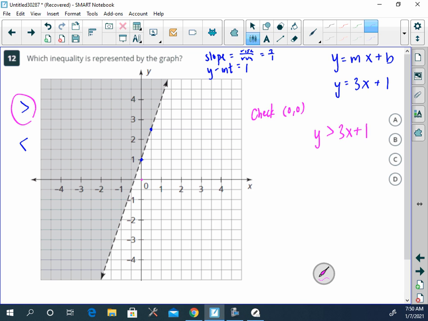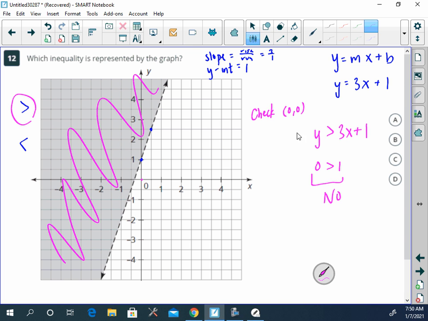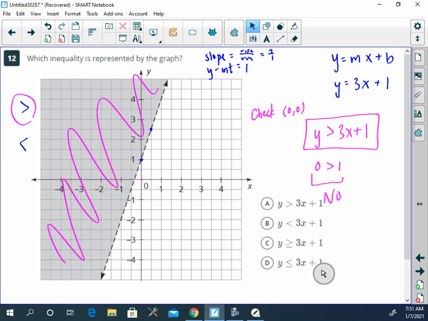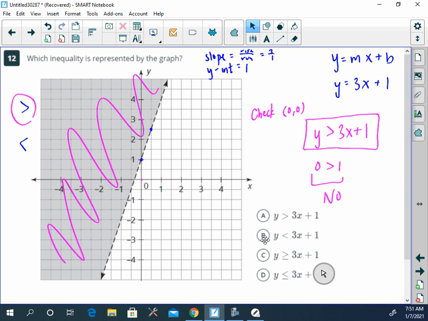y is greater than 3x plus 1. If I check 0, 0 in it, I've got 0 is greater than 0 plus 1. So 0 is greater than 1. This is not true. So we shouldn't shade on this side and we should shade on that side. And you can see that's what happened here. So this is the correct graph. It's greater than because it's above it. So then when we're grabbing these and trying to see which one it is, it looks like it's going to be A.